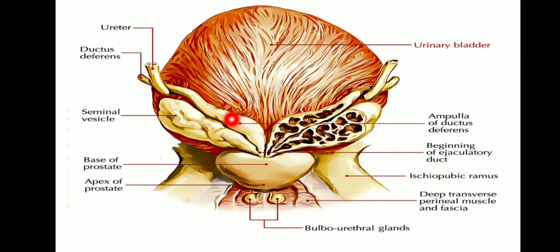So basically these are the seminal vesicles, and this is the terminal part of the vas deferens. The rectovesical fascia of Denonvilliers separates the rectum from the triangular space between the vasa deferentia. So basically this is the triangular space that is divided by the rectovesical fascia from the rectum.